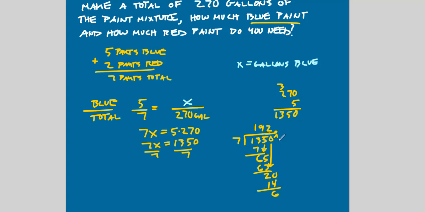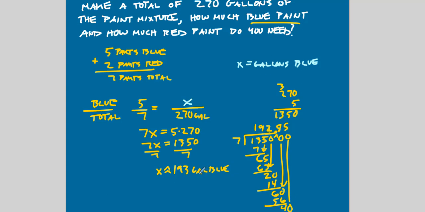Subtract, I get 6. We're going to round this answer at some point. So 7 goes into 60 8 times. 8 times 7 is 56. 60 minus 56 is 4. Then I'm going to bring down another 0. So 7 goes into 40 5 times. So I'm going to round it to the nearest gallon. So 192.85. Since that's an 8 back there, that becomes 193. So X is about 193 gallons of blue.